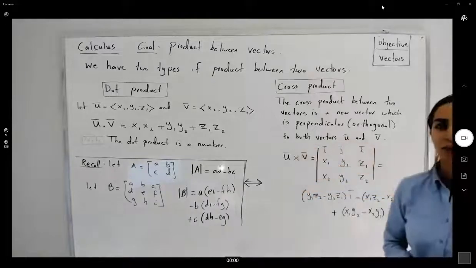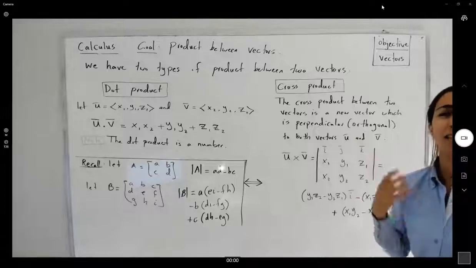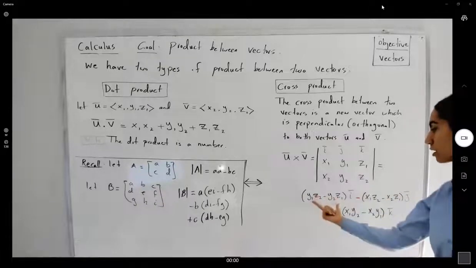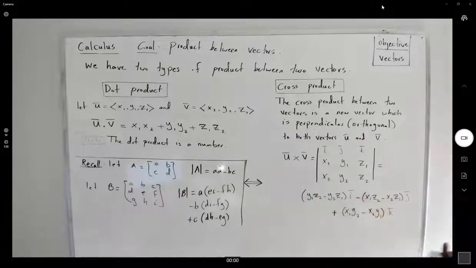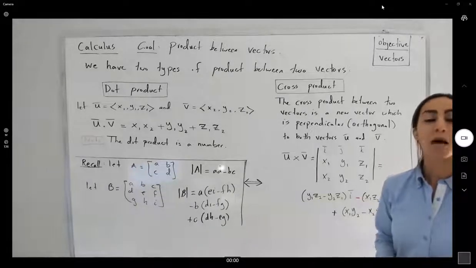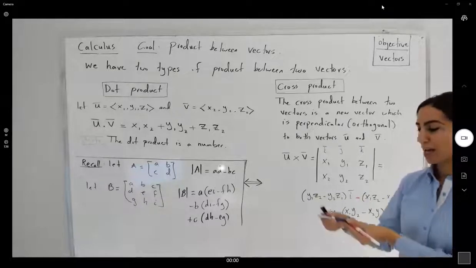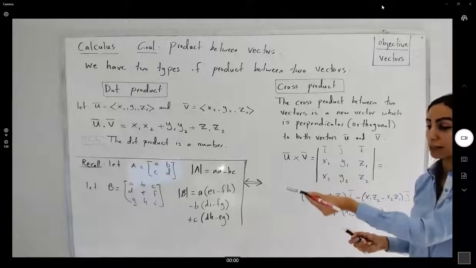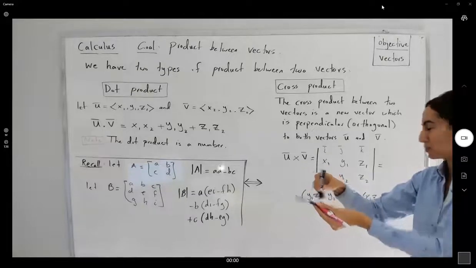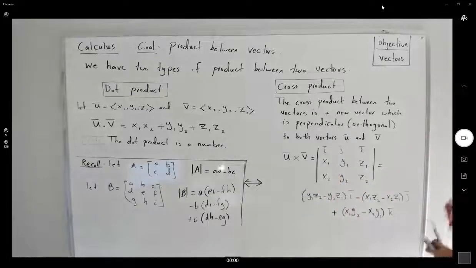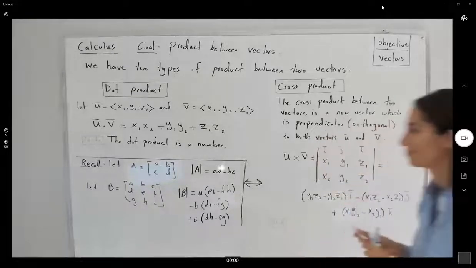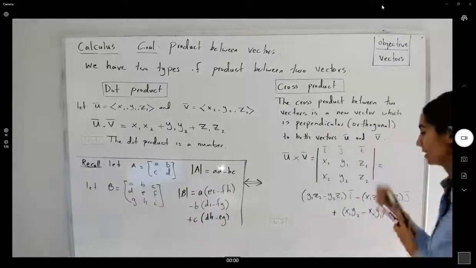The cross product between two vectors is a new vector. The outcome is a new vector with the first component, second component, and the third component. The outcome is a new vector perpendicular to vector u and vector v. So if you have vector u and vector v, this is the cross product between these two vectors. So note that the cross product is a vector.